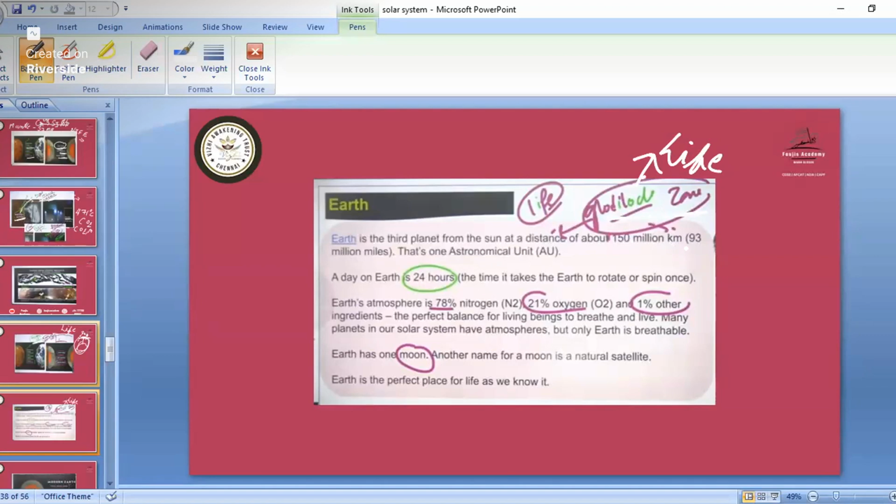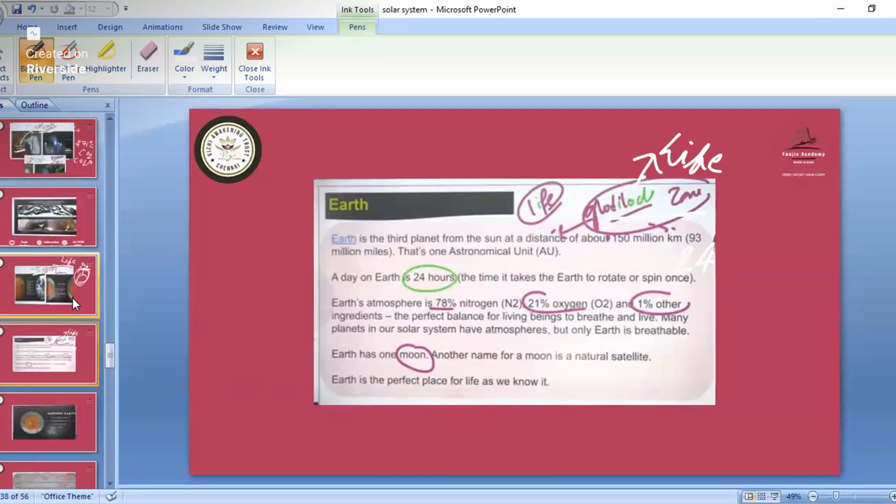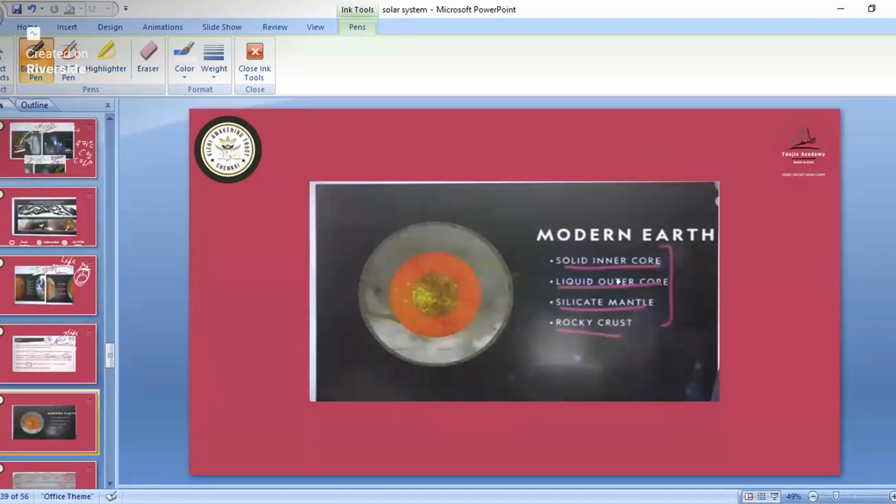Its rotational period is 24 hours, that we call a day. Earth's atmosphere is 78% nitrogen, 21% oxygen, and 1% is other ingredients like carbon dioxide, carbon monoxide, argon, and other gases. Earth has only one moon, which is the natural satellite. In modern Earth we have the inner core, outer core, mantle, and crust. Later we will study why the inner core is solid and the outer core is liquid. The mantle is silicate, and the crust is rocky.